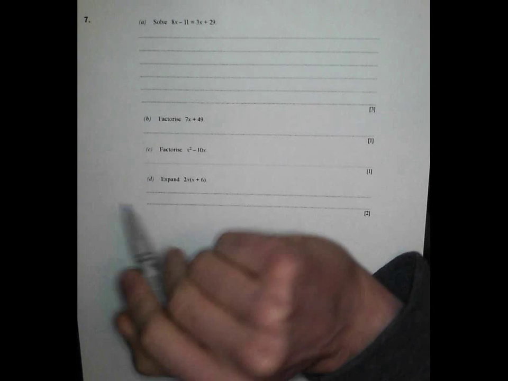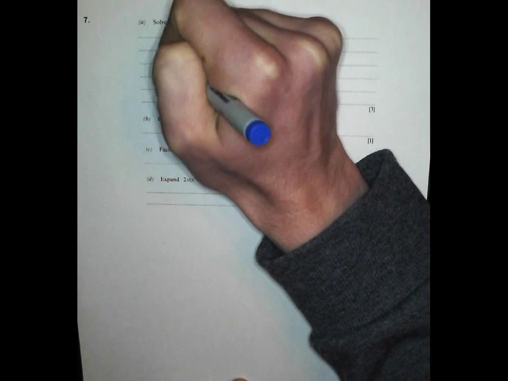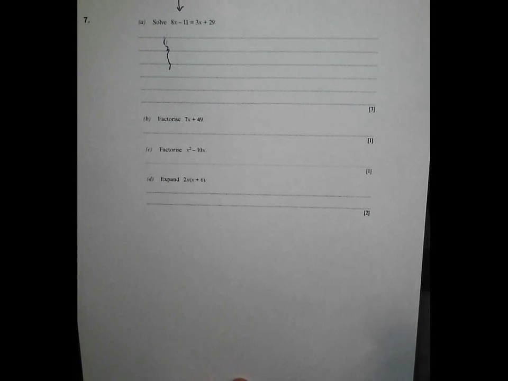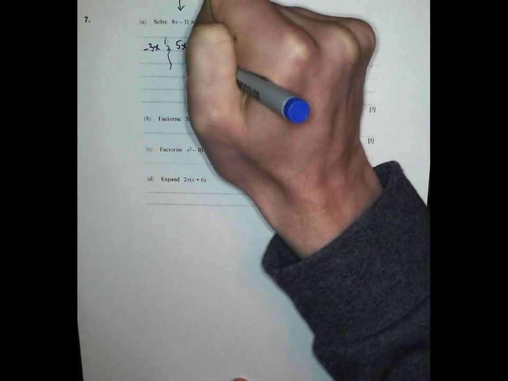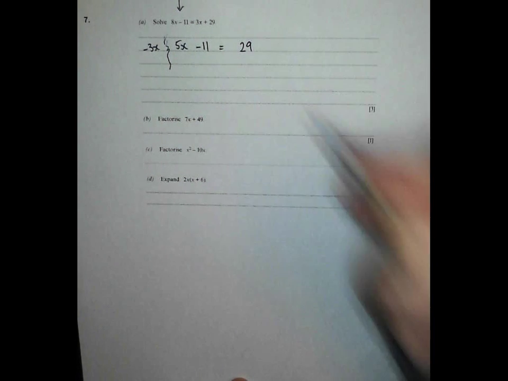We've got x's on both sides, and as ever I'm going to start by collecting together my x's on the side that starts off with the most x's, which is this side here. So to start off with, I'm going to subtract 3x from both sides because I don't want that 3x there. 8x take away 3x leaves me with 5x on this side. I've still got my minus 11, and that 3x has gone, but now I'm still left with my 29.